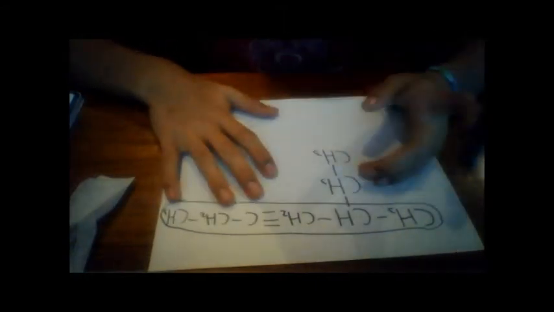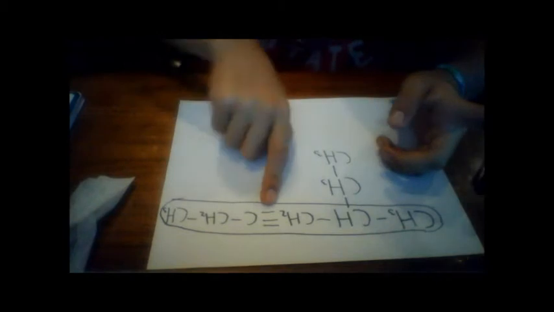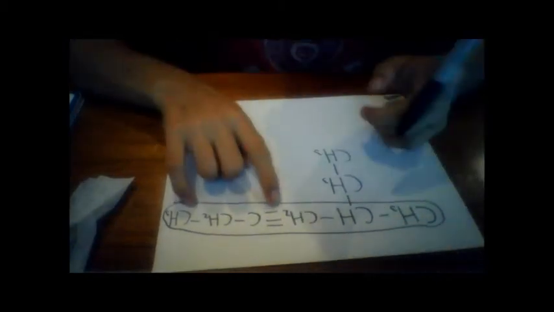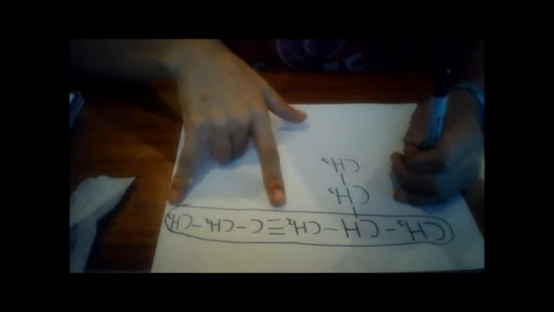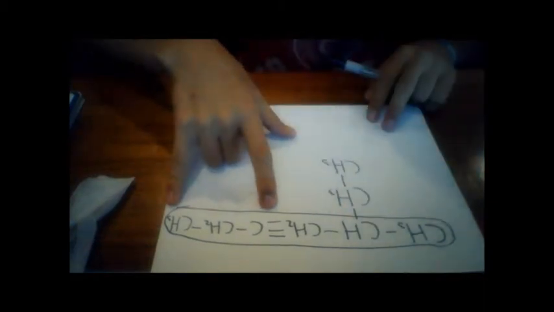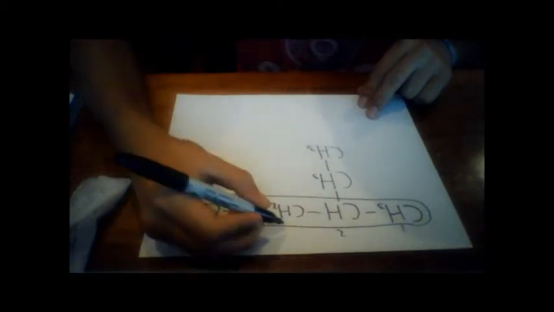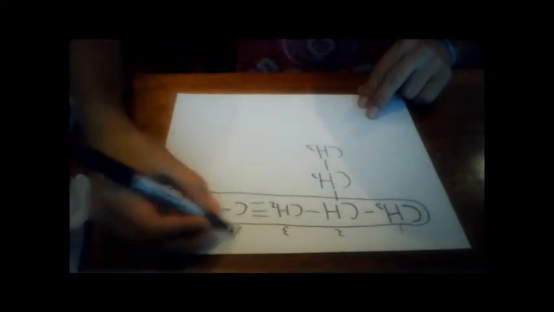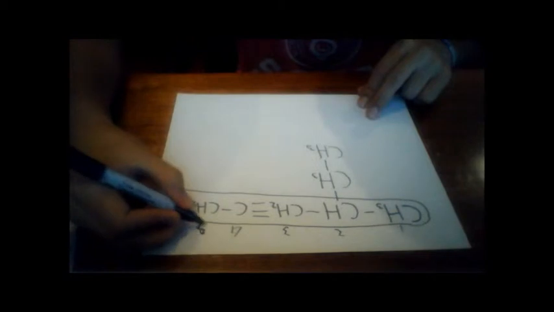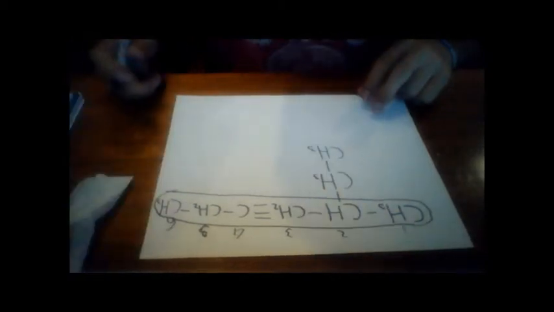You have to begin in a way that the triple bond has the lowest number. In this case, since both sides give 3, you have to start with the one that has the prefixes closer. So this will be number 1, number 2, number 3, 4, 5, and 6. Correct.